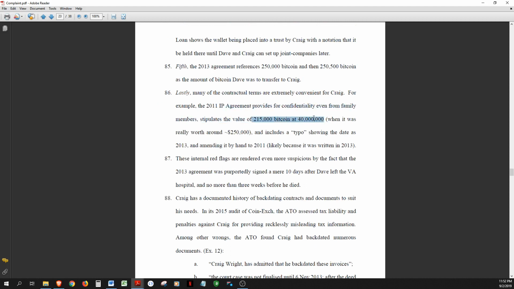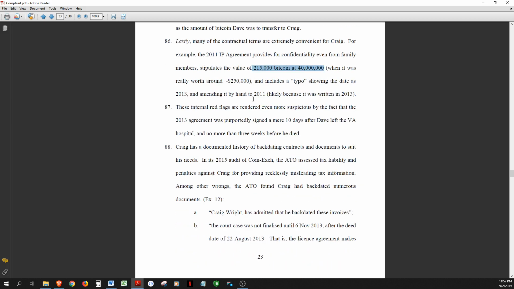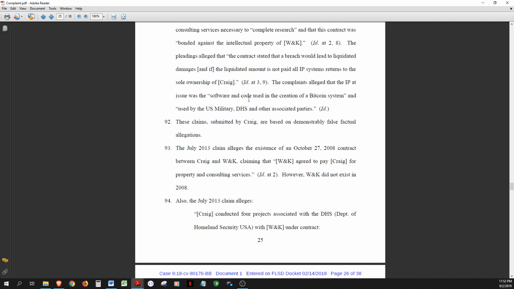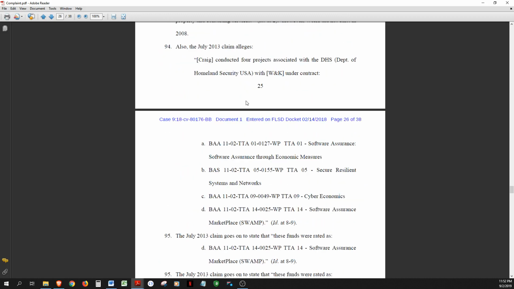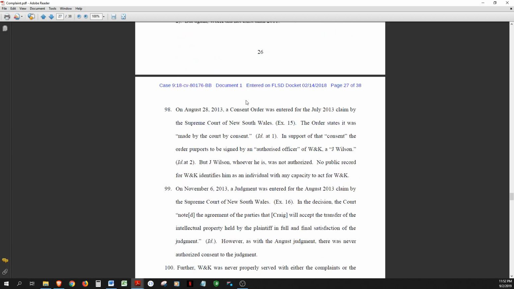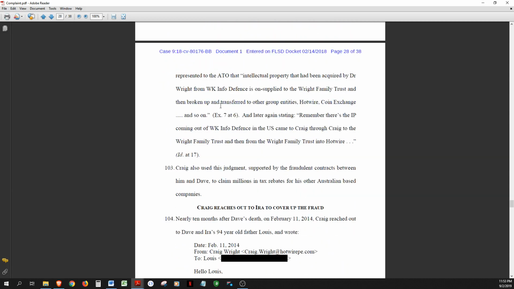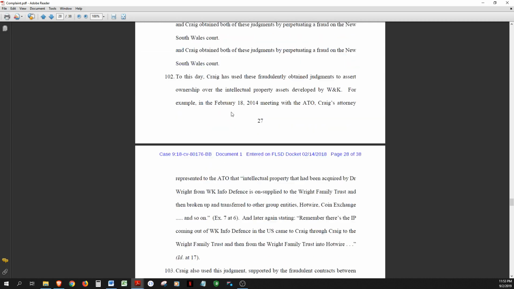Stipulates a value of 215,000 Bitcoin. I think the total they're saying is about 1.1 million Bitcoin total. So we already passed the default judgment. Yep, we did. Hold on.